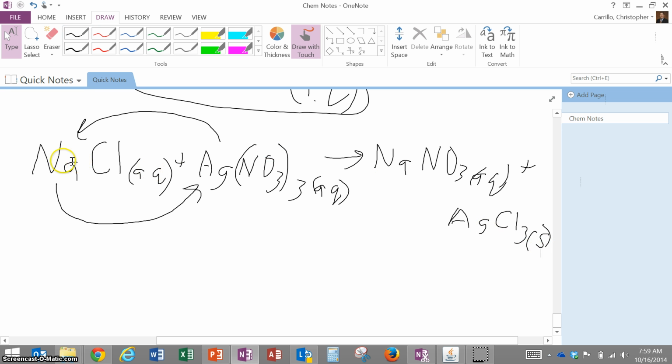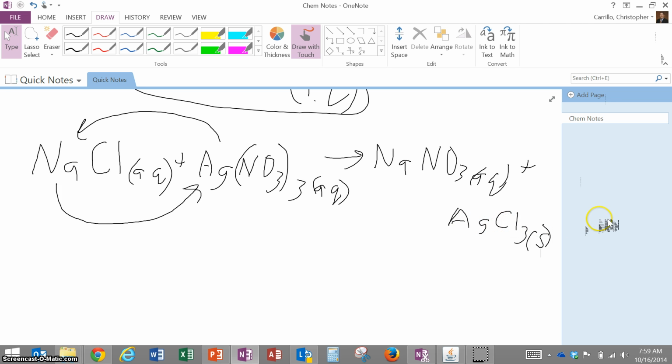So what happens again is aqueous sodium chloride, these are floating around on their own in water, combined with aqueous silver nitrate, these are floating around on their own. The sodium and the nitrate get together to make sodium nitrate, and it's aqueous. Plus, the silver combines with the chloride to make silver chloride, and it becomes a solid. And that's that white milky stuff that you saw.